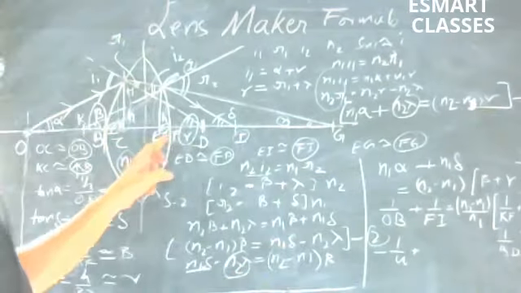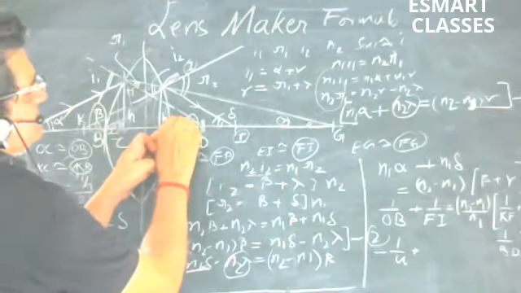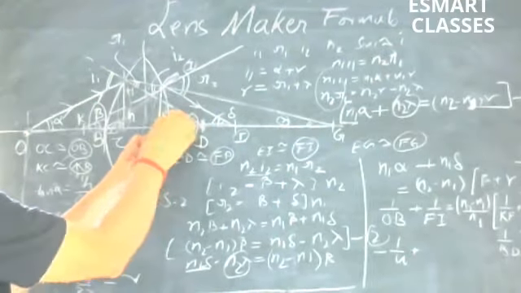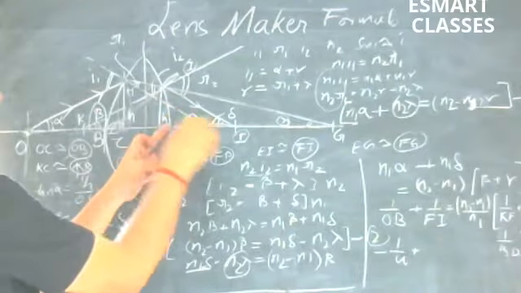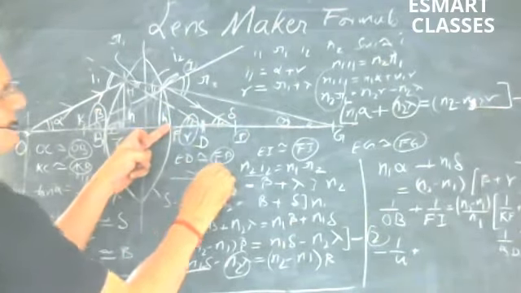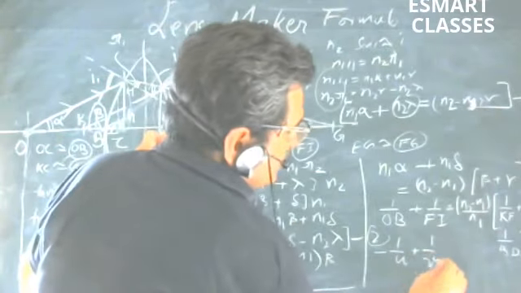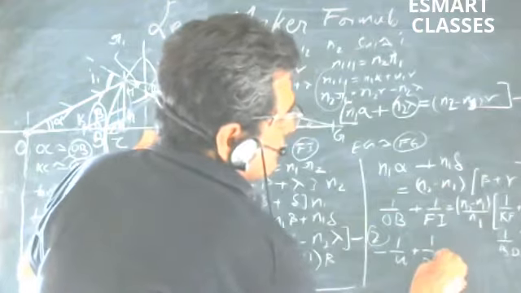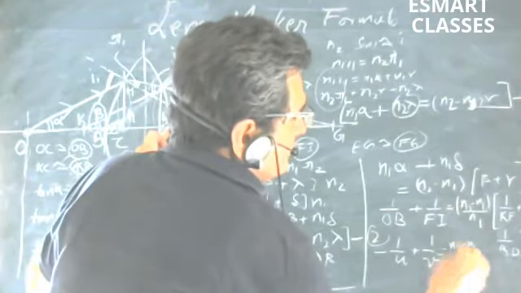Plus, what is FI? It is V. And since it is being measured in this direction, from the lens we have to measure, take the direction from the lens. It is in this direction and these directions are positive, and this is V, the image. 1 upon V is equal to N2 minus N1 upon N1.